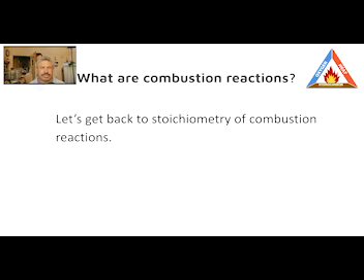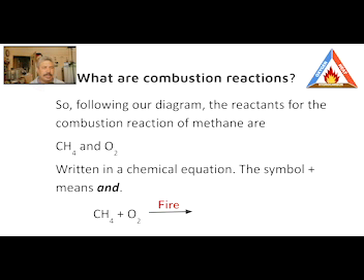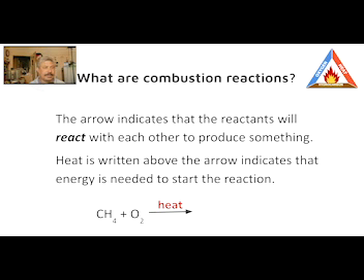Now let's get back to the stoichiometry of combustion reactions. Following our diagram, the reactants for combustion reactions of methane are methane, of course, CH4, and the molecule oxygen, which contains 2 oxygen atoms. Written in a chemical equation, the symbol plus means and. Methane and oxygen in the presence of fire. The arrow indicates the reactants will react with each other to produce something. Heat or fire is written above the arrow to indicate the energy is needed to start the reaction. So methane and oxygen are going to react together in the presence of heat to produce something.